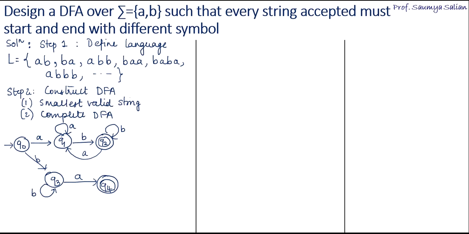Let's check for Q4 now. Complete the state Q4. To reach Q4 from the initial state, I have the transition Q0 to Q3 with input B and Q3 to Q4 with input A. Now if I get an A, is it a valid string?